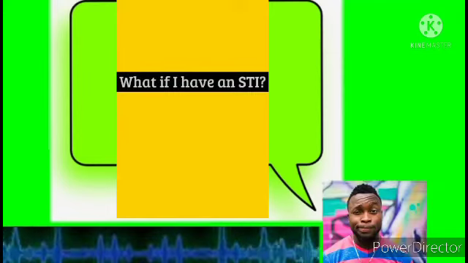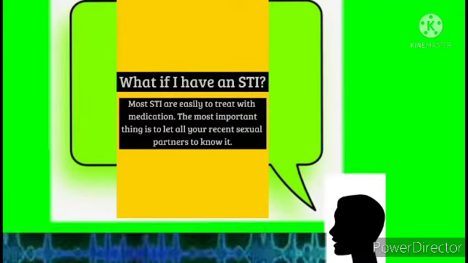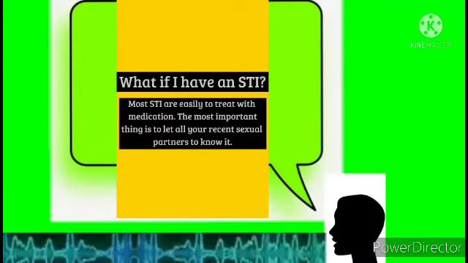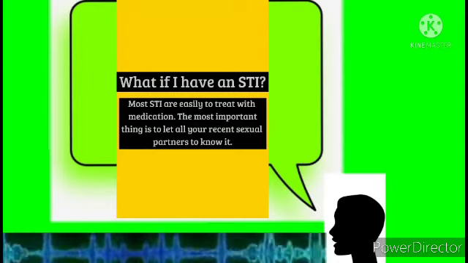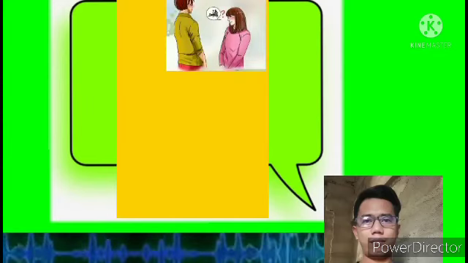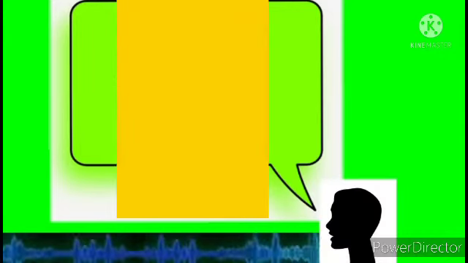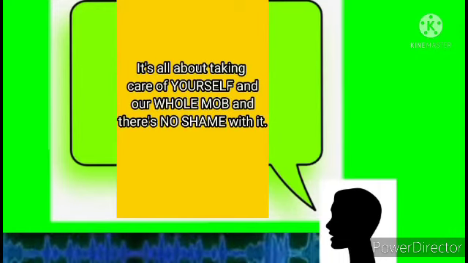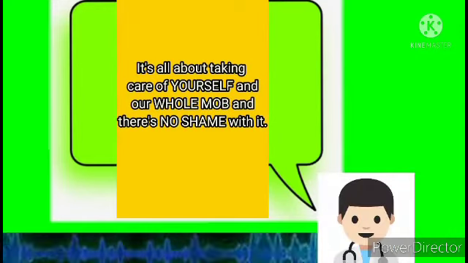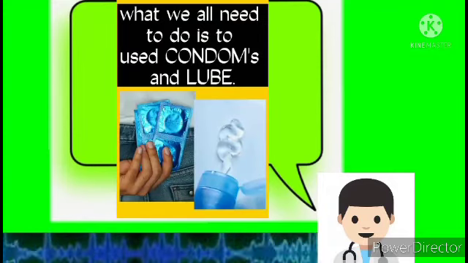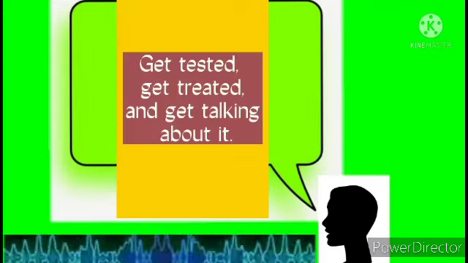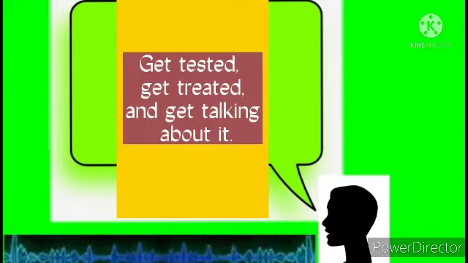What if I have an STI? Most STIs are easy to treat with medication. The most important thing is to let all your recent sexual partners know. You can tell them, or a health worker will do it, or they can tell you, either way. You can let them know and they should get tested and treated. It's all about taking care of yourself and our whole mob, and there's no shame in it. What we all need to do is use condoms and lube. Get tested, get treated, and get talking about it.